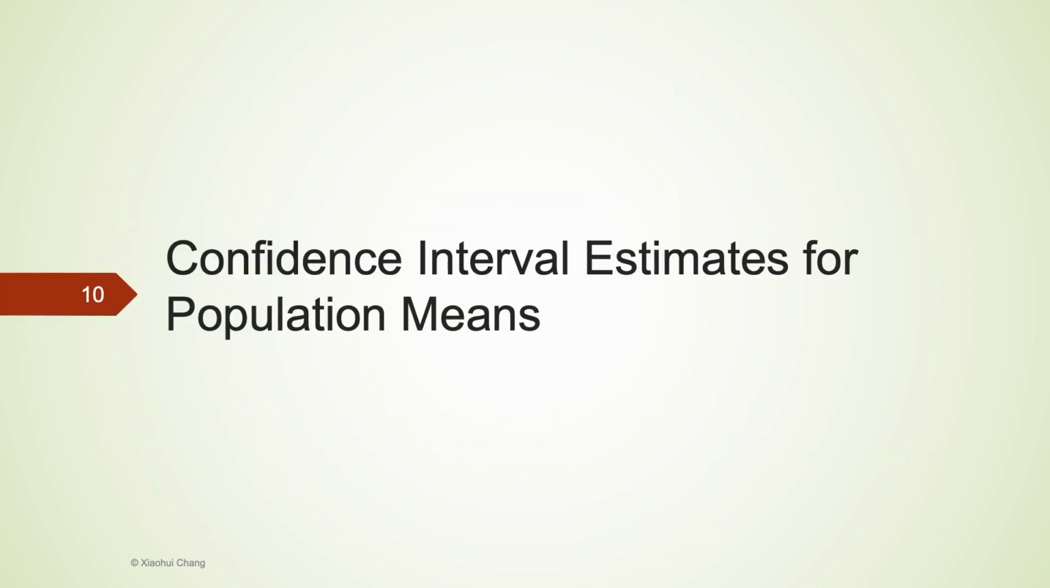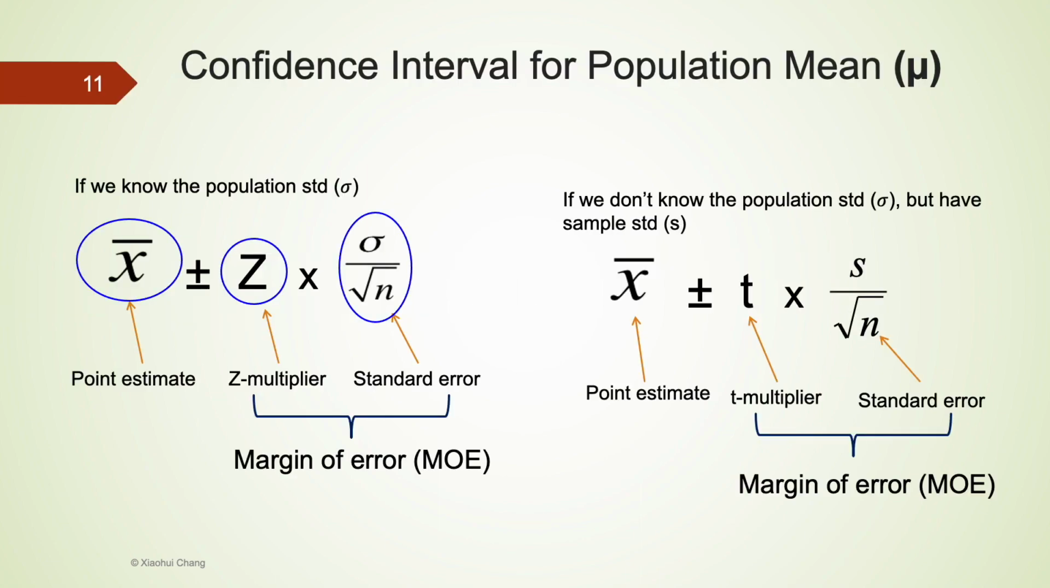Next, we will talk about the exact form for the confidence interval of population means, followed by that of population proportions. There are two different formulas for the population mean, depending on whether the population standard deviation sigma is given or not given to us. If it is known, we use the formula on the left.